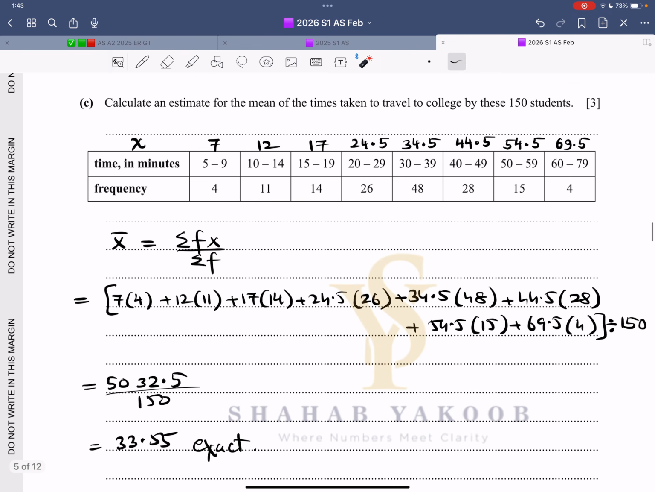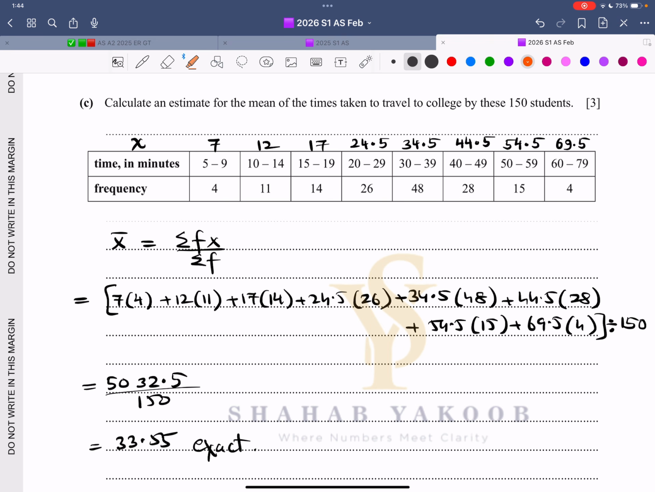Calculate an estimate of the mean time. I have copy pasted the original frequency distribution over here. The mid value can be obtained from the intervals, that can be obtained from the boundaries. It will be the same. 5 plus 9, that is 14, divided by 2 is 7, 10 plus 14, 24 divided by 2, 30 plus 39 are 69 divided by 2, and so on. We get the mid values.